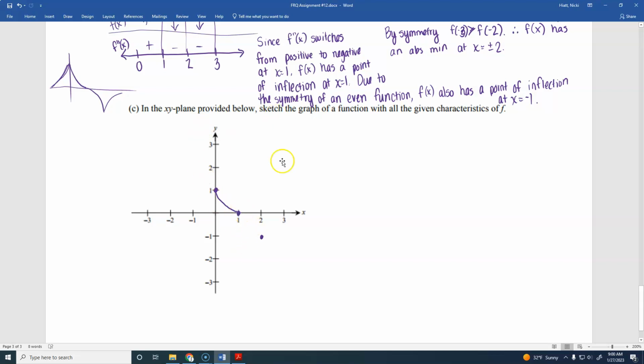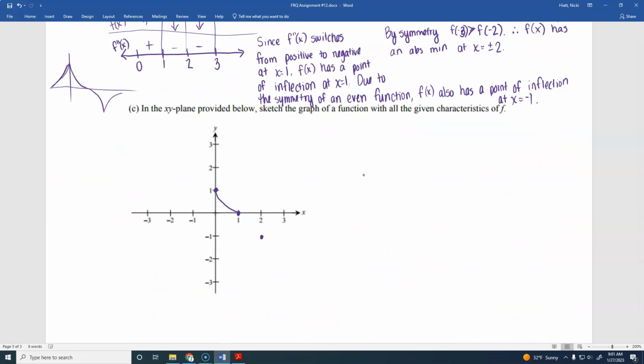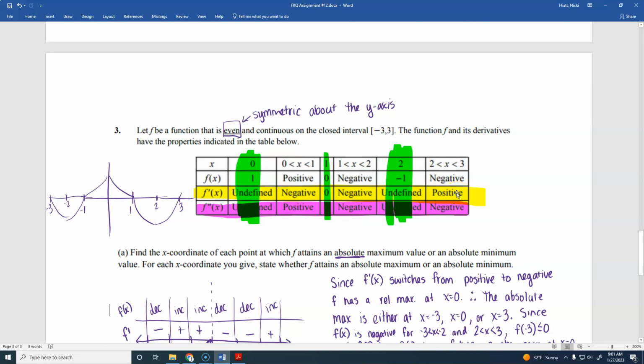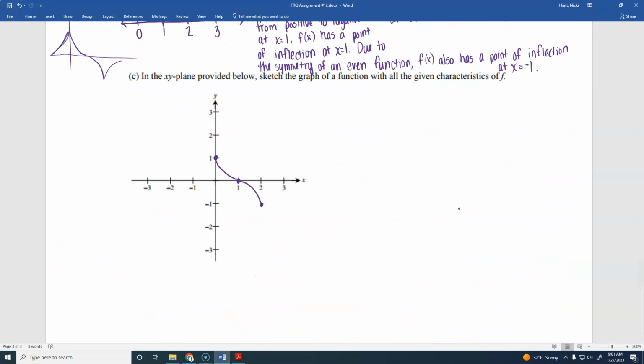between 0 and 1. From 1 to 2, negative tells me I'm decreasing. Negative again tells me I'm concave down. So decreasing concave down looks like this. And then from 2 to 3, positive tells me increasing, negative tells me concave down. So I need positive and increasing. I need to be increasing concave down here.